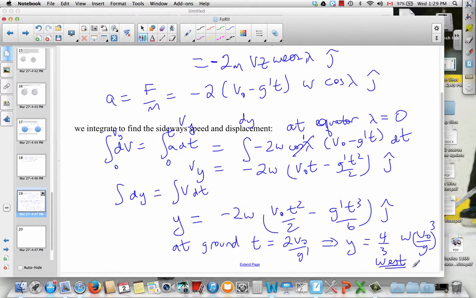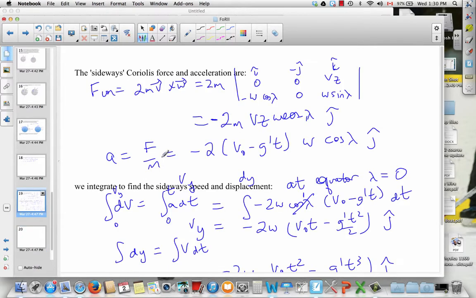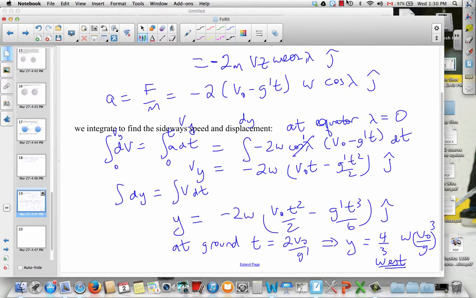So last class we said if you drop a marble down a deep mine shaft, it'll be deflected by the Coriolis force, and it'll be deflected to the east. Now we're saying if, on the other hand, you throw it straight up, it will actually be deflected to the west. Now, explaining that in the inertial reference frame is a bit of a challenge, and we'll pick it up at that point in class.